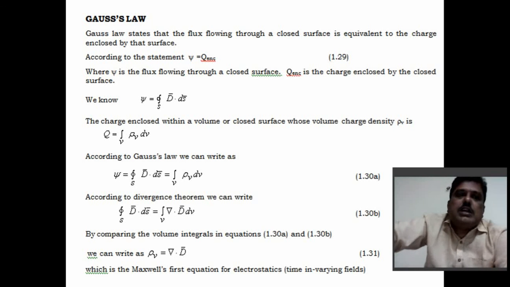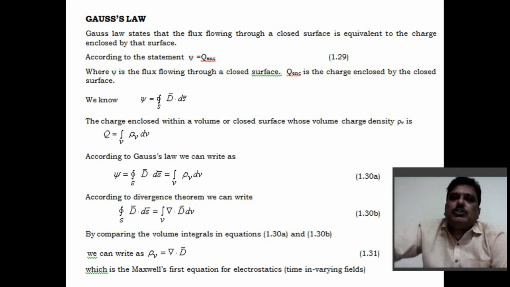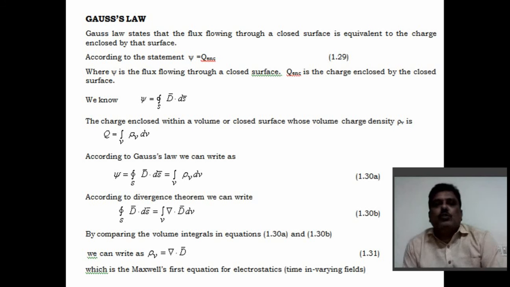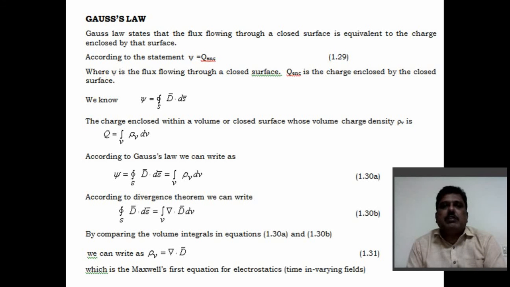Gauss's law states that the flux flowing through a closed surface is equivalent to the charge enclosed by the surface. So the statement for Gauss's law is: flux flowing through the closed surface is equivalent to the charge enclosed by the closed surface. That is psi equal to Q enclosed, where psi is the flux flowing through the closed surface and Q enclosed is the charge enclosed by the closed surface.